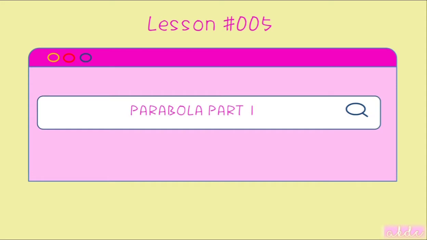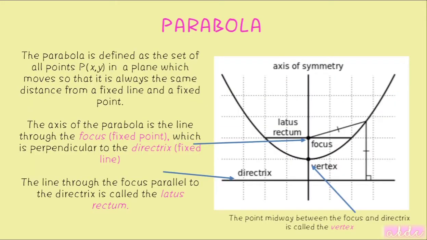So the second type of conic section is the parabola. The parabola is defined as the set of all points x and y in a plane which moves so that it is always the same distance from a fixed line and a fixed point. The axis of the parabola is the line through the focus. This is the focus, which is perpendicular to the directrix. This is the directrix. This is the vertex.